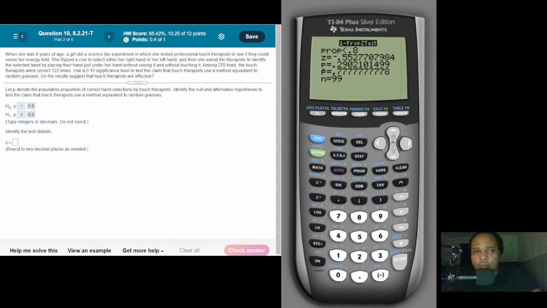Use the 0.10 significance level to test a claim that touch therapists use a method equivalent to random guesses. A random guess basically is a 50-50 chance when you're flipping a coin. So that's why our claim number is going to be 50%. So just remember that if you get this in your exam, just make sure you put 0.5, because that's an equal chance of flipping a coin.